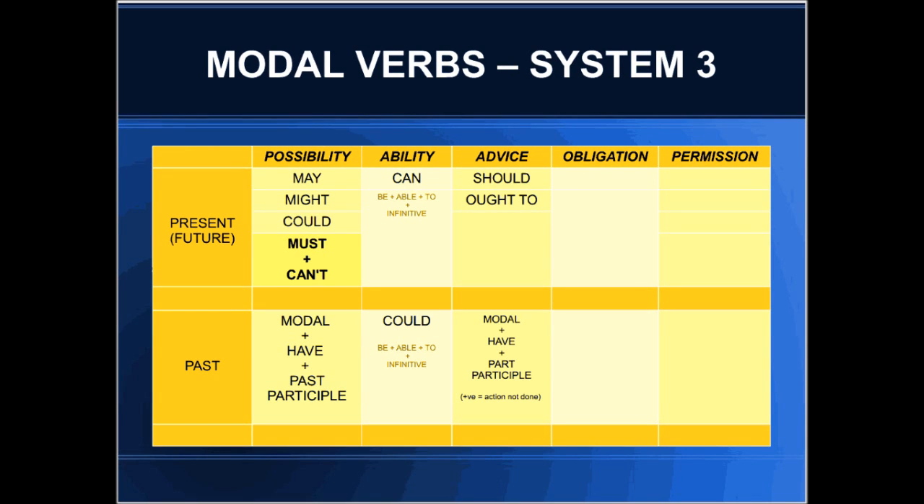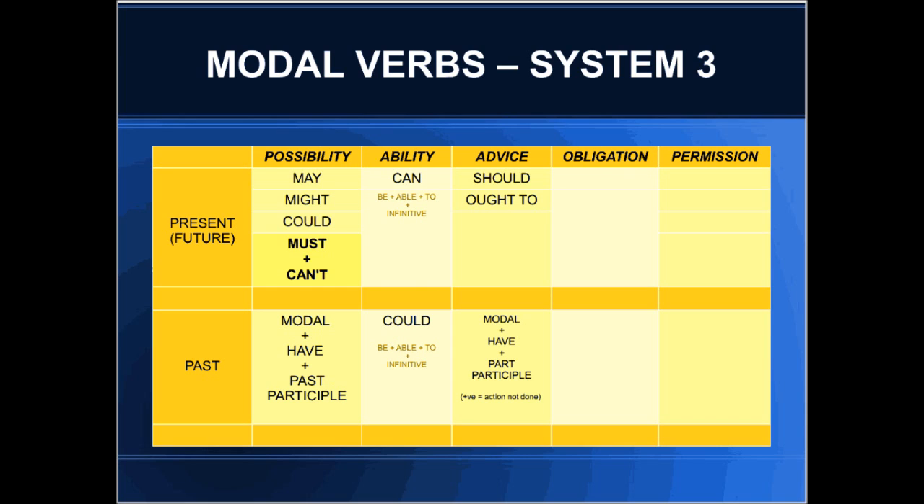After looking at possibility, I would continue to advice, where students have very few problems with the present forms. It's the expression of a good or bad idea. Note the irregular structure and form of ought to. And note that in the past, a positive sentence means the activity is not done, which is slightly illogical but not uncommon in language.